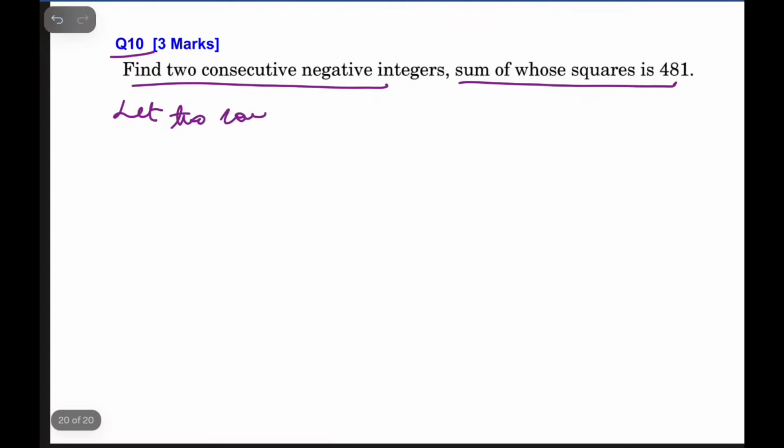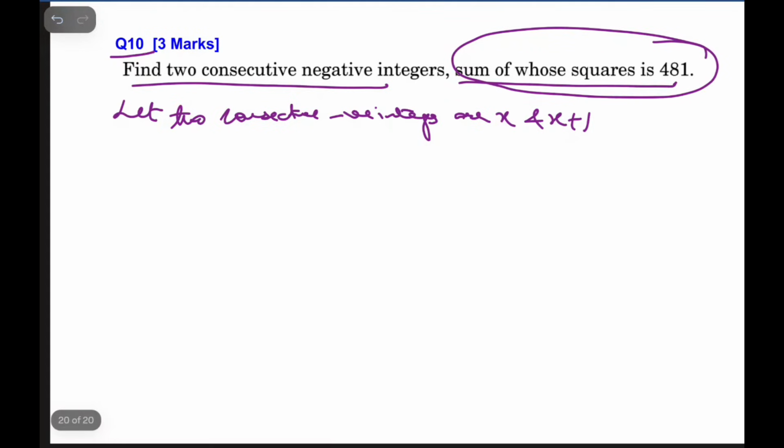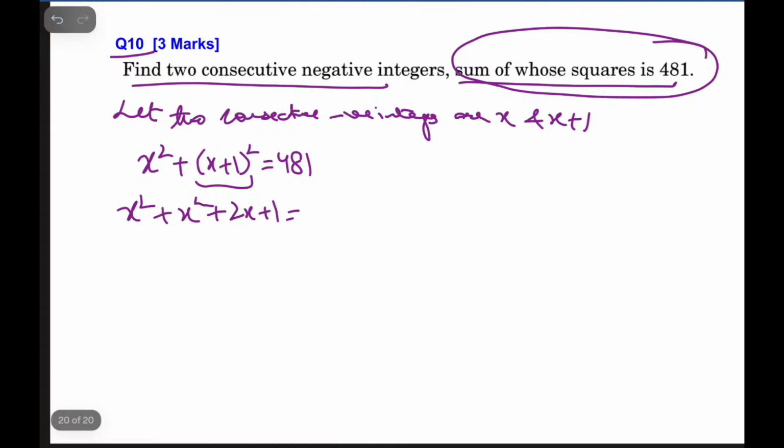Let two consecutive negative integers be x and x plus 1. So according to the statement, the sum of squares is 481. So x square plus x plus 1 whole square is equal to 481. Here we will apply the formula of a plus b whole square. So we get x square plus 2x plus 1 is equal to 481.